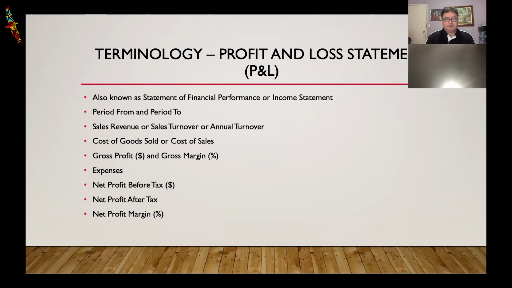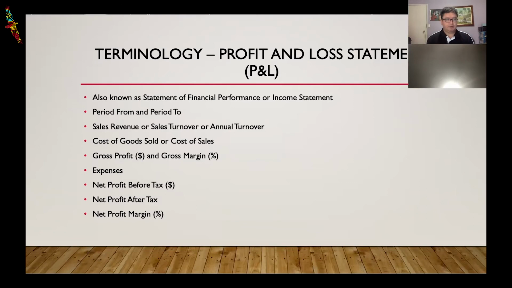Another part that's important for a profit and loss statement is you'll see a period from and period to. So that's a very significant way to identify that it's a profit and loss statement. A balance sheet, if we look at in later, they'll have a period as at a given point in time. Whereas a profit and loss statement has a period from and a period to that it works with.